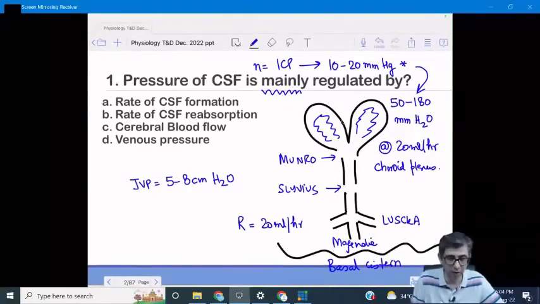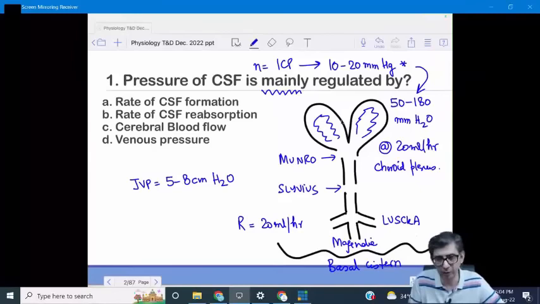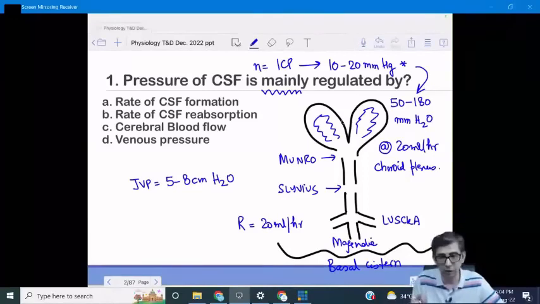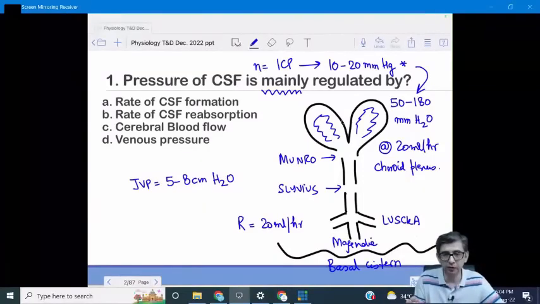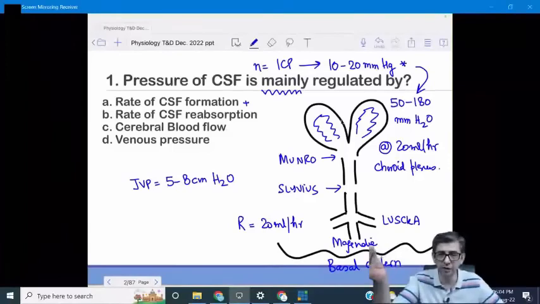The main determinant is not the rate of formation, because the rate of formation can vary only a little. Maybe it can increase from 20 to 25 ml per hour, like in case of meningitis. But rate of reabsorption, even if it decreases by 0.1, you see, what I'm saying is rate of CSF formation definitely is one of the parameters. It can increase from 20 to 25, but if the reabsorption is also occurring at 25, no problems. Pressure will remain constant. So rate of CSF formation is not the main determinant.